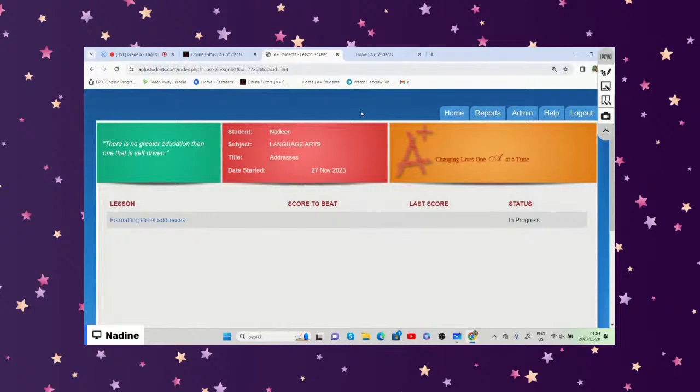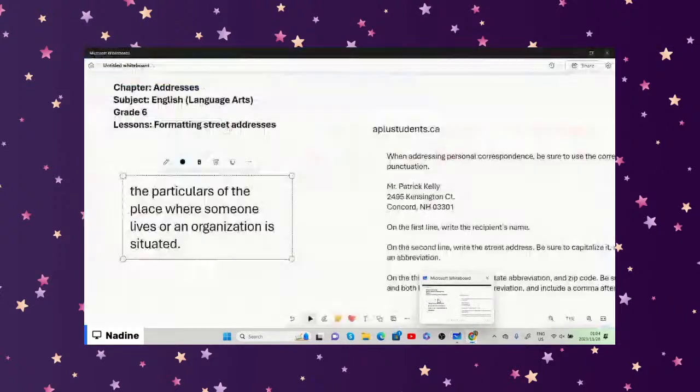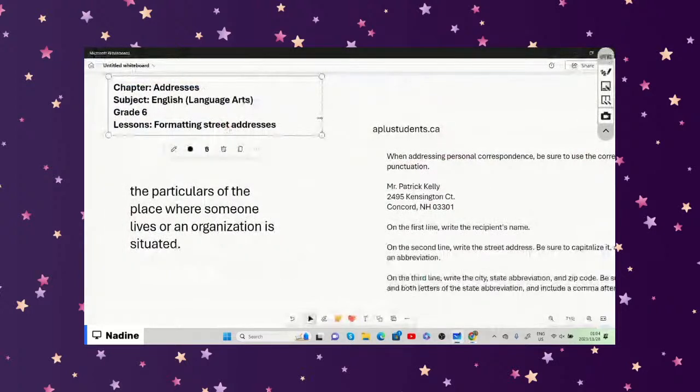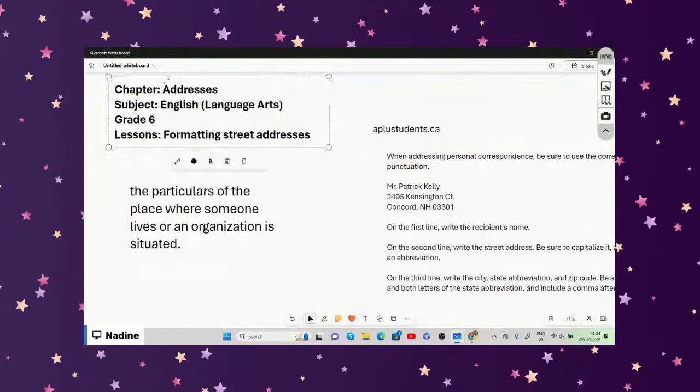So we're basically going to find out today about addresses and what addresses are. Our chapter is addresses. The subject is English, which is also language arts, grade 6. And the lesson that we are focusing on under the chapter of addresses is formatting street addresses.